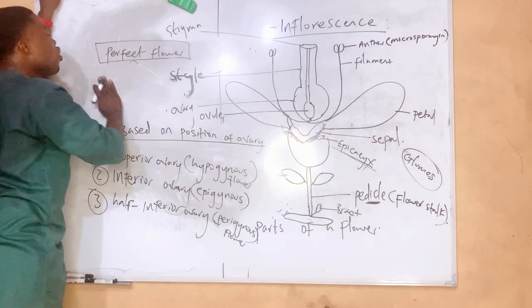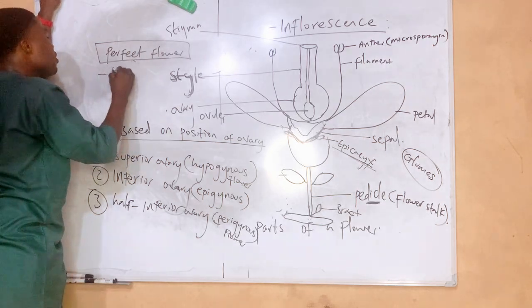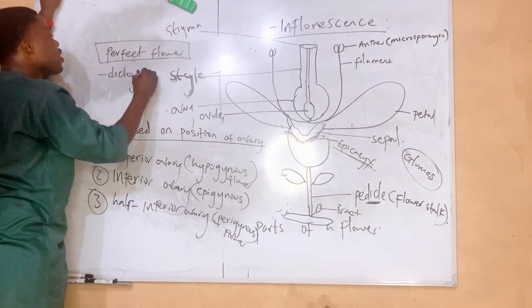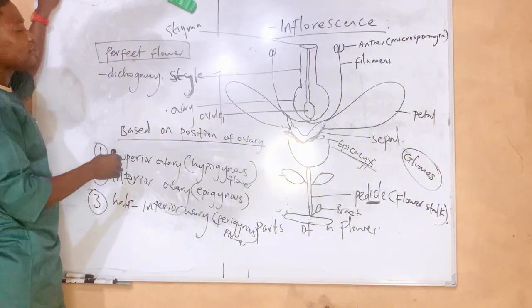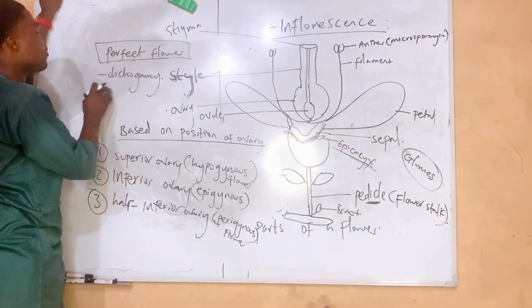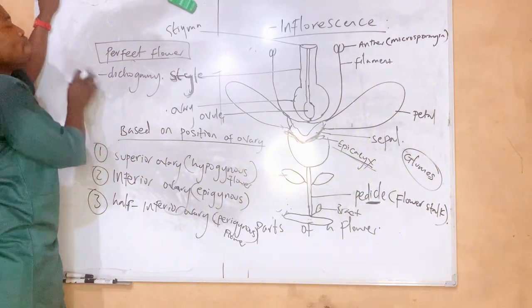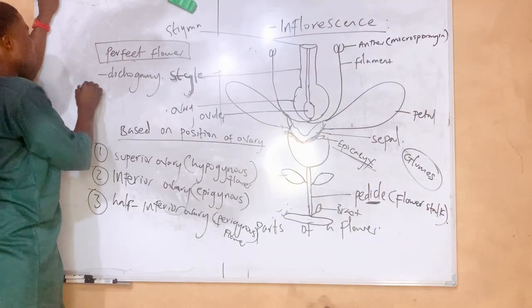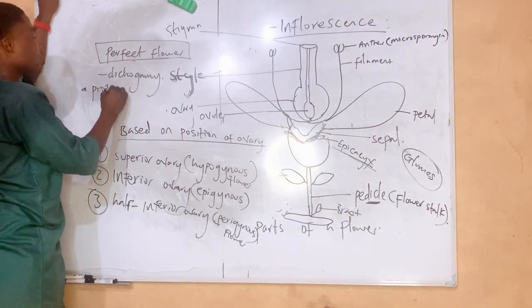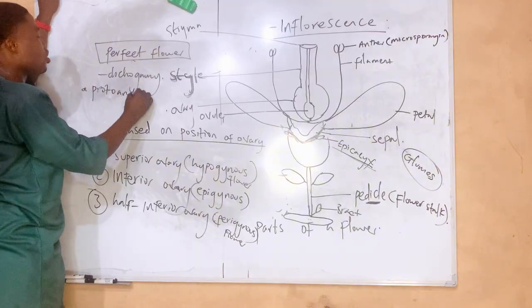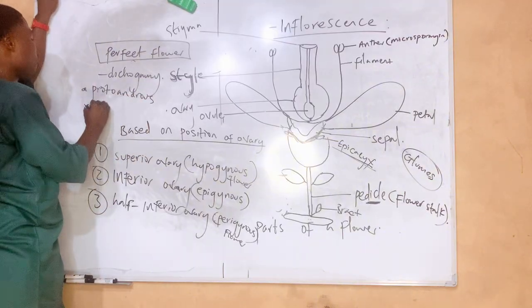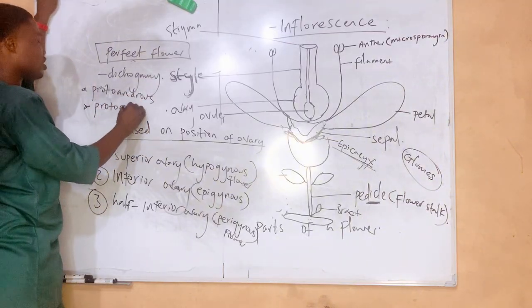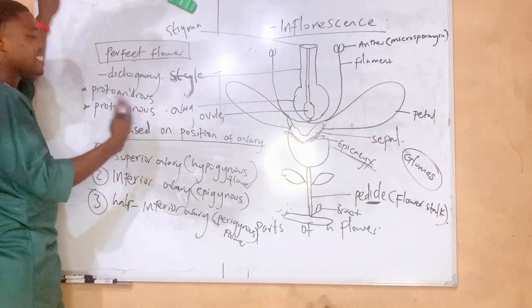they exhibit what we refer to as dichogamy. Now, what is dichogamy? A dichogamous flower is a flower in which the male develops before the female, or the female develops before the male. Now, it could be protandrous, or it could be protogynous. This is a tip, a bonus to this video.